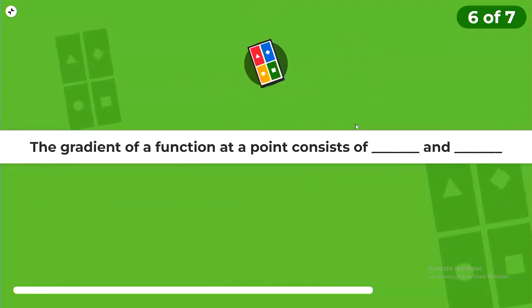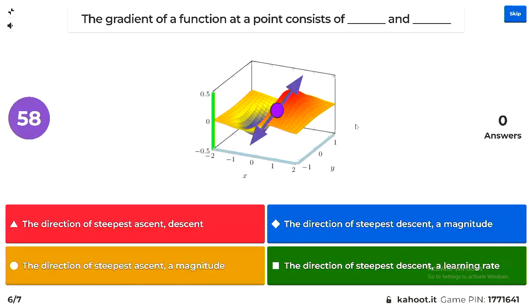Quiz, a real question now. The gradient of a function at a point consists of blank and blank. The direction of steepest ascent and descent, the direction of steepest descent and a magnitude, the direction of steepest ascent and a magnitude, or the direction of steepest descent and a learning rate.